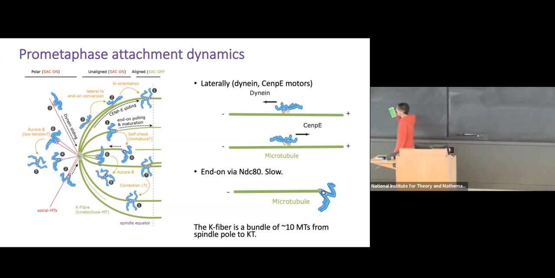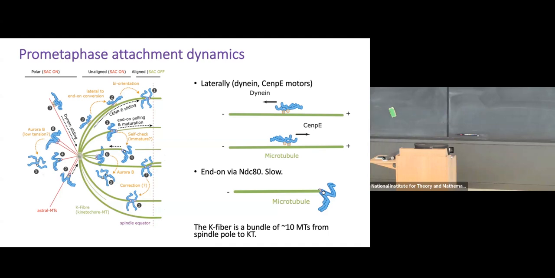Okay, so we want to move these techniques to prometaphase, a much more challenging area. I said the kinetochore attaches your chromosomes to the microtubules. It does it in two ways. You've got lateral attachment through motors, dynein and CENP-E. Dynein, which is the one we're going to be interested in, moves you towards the spindle pole. You also get end-on attachment, which is through this molecule, the tracker NDC-80. And this is slow. This is an order of magnitude slower than these guys.